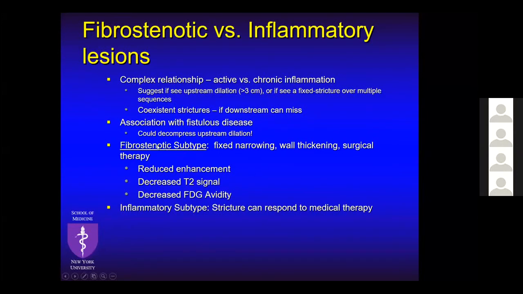if you're doing MR and you have cine images, and it usually is associated with fistulous disease, that suggests it's more severe. And then finally, if it is the fibrostenotic, the reason this is so important is that's when they go on to the surgical therapy, which you don't want to do if they're inflammatory and you can control it with the better drugs. So that's the problem.